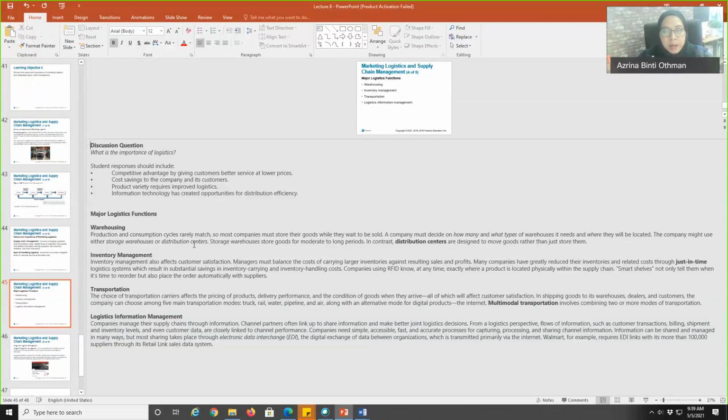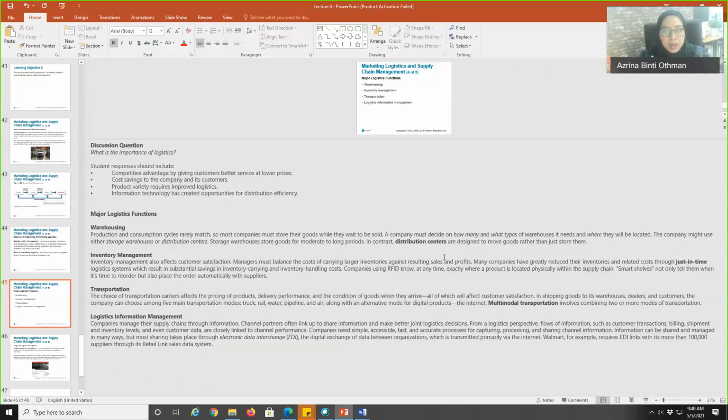So, bila kita ada storage warehouses ataupun distribution center, kita kena pastikan the goods ataupun the product disimpan for moderate to long periods. Tak boleh terlampau lama sangat dalam gudang tersebut. Compare dengan distribution center, it moves goods rather than just store them. So, kalau storage lebih boleh simpan lama. Kalau distribution center sebaiknya flow-nya cepat. Mesti cepat. Masuk, keluar, masuk, keluar.